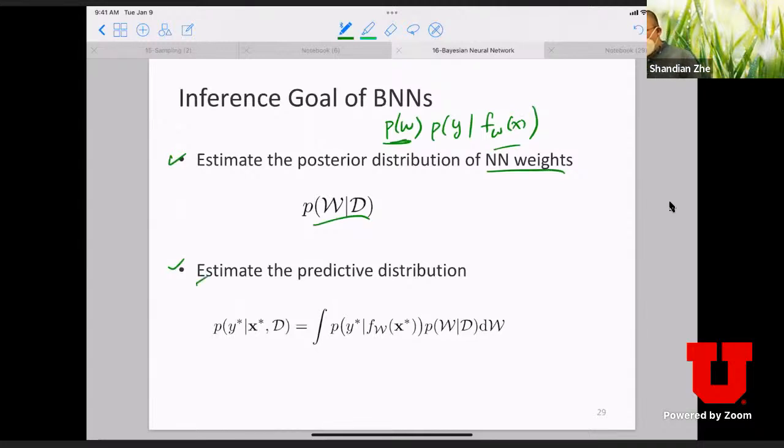And the second goal is to estimate the predictive distribution. This is the same as the general goal in Bayesian inference, right? So according to the posterior distribution of those weights, and then given each particular instance of the weights from the posterior distribution, what is the probability you predict a particular value Y star? Right? You want to integrate out all possible choices of W to give a more robust prediction. That's our goal of calculating the predictive distribution.